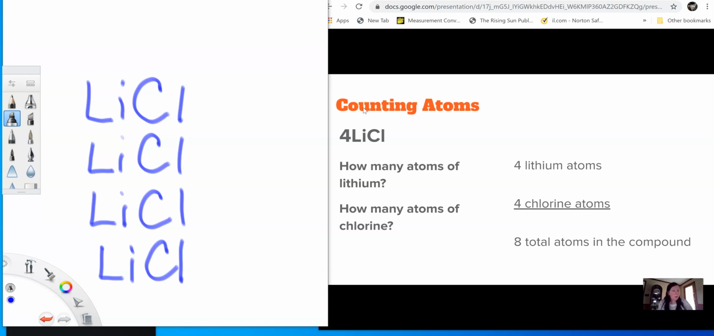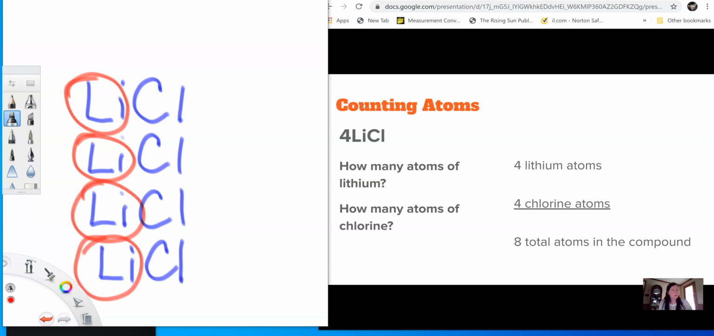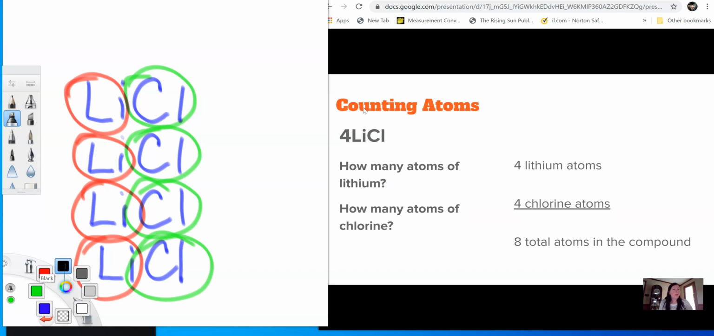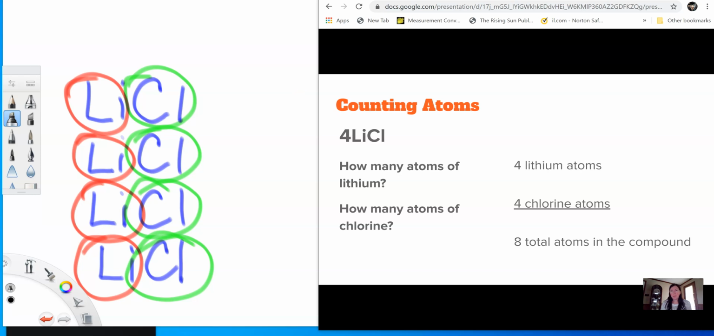Okay? And if you were to count these, and let me get a different color. I'll get a red. You can see that we have 1, 2, 3, 4 lithium. Okay, we'll pick a green, and we have 1, 2, 3, 4 chlorine. So that's what it means when you have that 4 out in front. 4 of these lithium chloride compounds. And if you list them up, you can see where we get the 4s from. So if you're more visual, that may help.